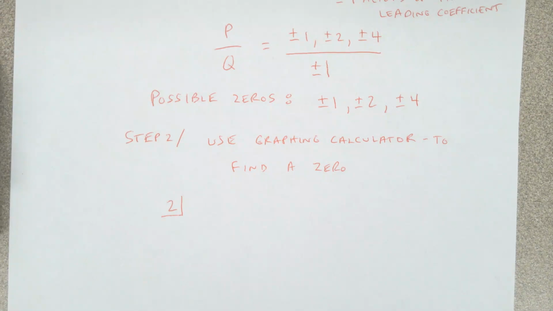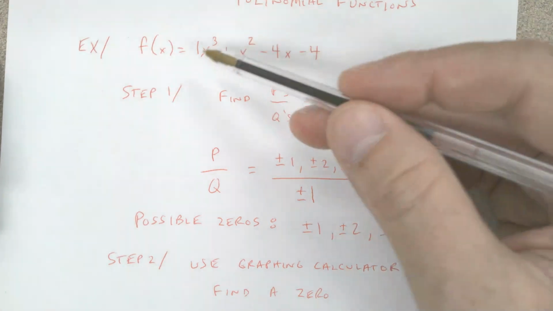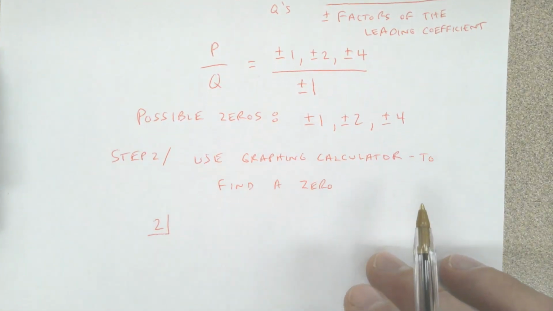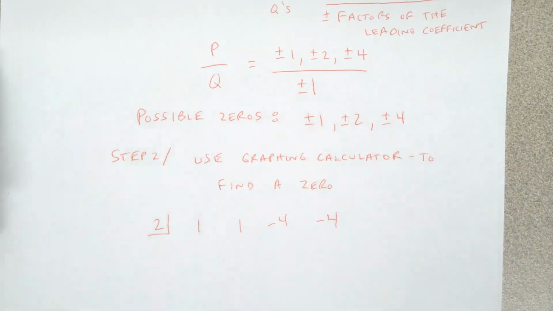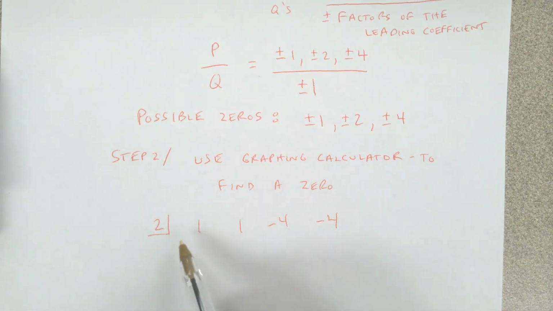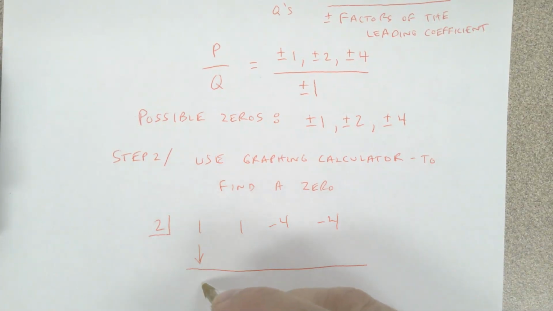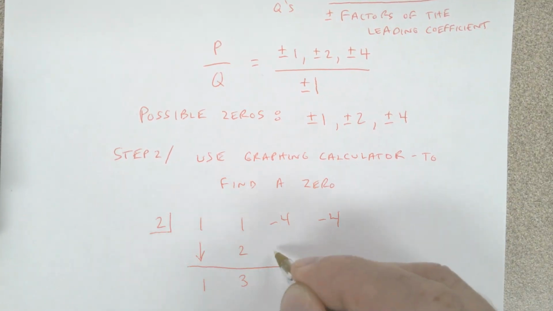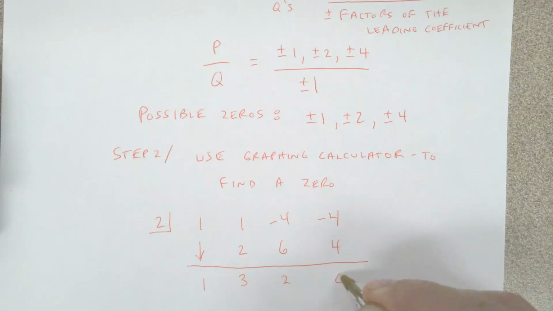And then I'm going to go ahead and list my coefficients from my original function. So 1, 1, -4, and -4 is what's going to be listed here. Now I'm going to go ahead and do synthetic division. Again, 2, since it is a zero, should be a factor. So I go through this process. I bring down 1. 2 times 1 is 2. 2 times 3 is 6. 2 times 2 is 4. And look at that. We get a 0 there.